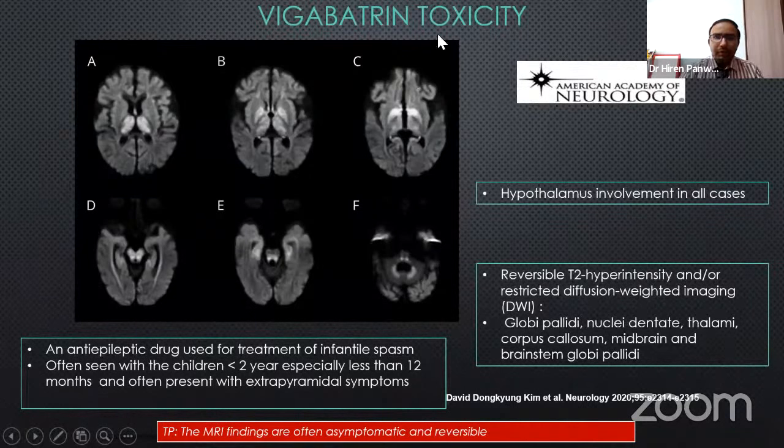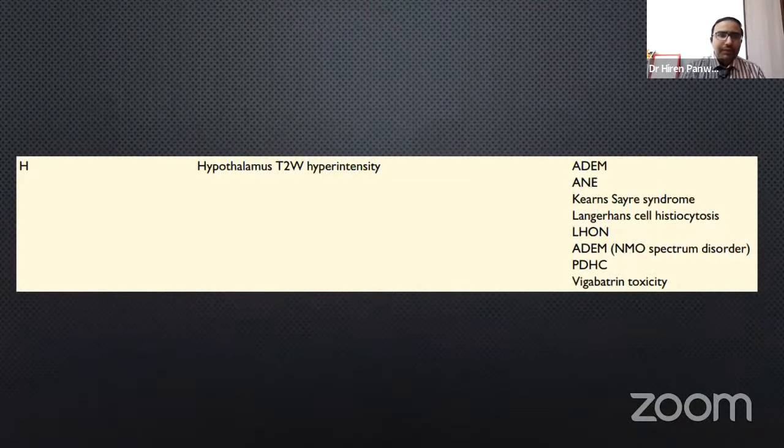Another additional finding in vigabatrin toxicity is that they can involve the hypothalamus in all the cases. So when you see hypothalamic involvement with this kind of symmetrical finding, you have to check whether there is any history of vigabatrin drug intake. And this drug is useful mainly for infantile spasm. And these are the classical features that we can see under vigabatrin toxicity. There are certain conditions which can involve the hypothalamus with T2 hyperintensity, and these are the certain conditions out of which vigabatrin is one of them.